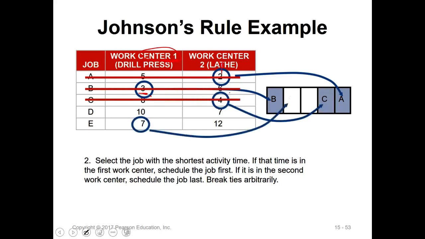Because it is associated with machine 2, we put it over here. And then we strike out this machine, job sequence C. Compare with the rest, D and E. D and E, you have 7 and 7.